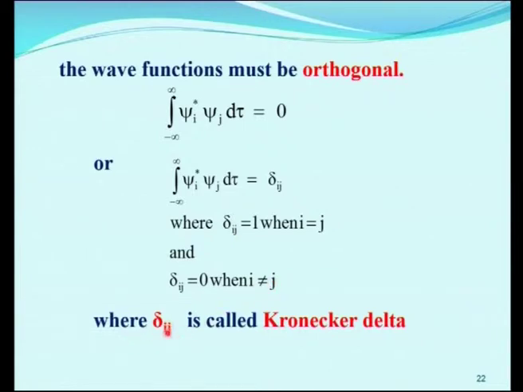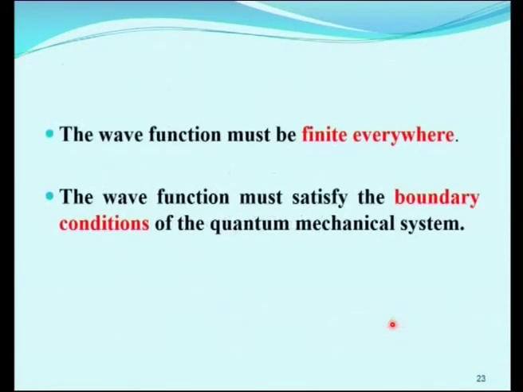where this delta ij is called Kronecker delta. The wave function must be finite everywhere. The wave function must satisfy the boundary conditions of the quantum mechanical system. Now, let us see what is meant by normalization.